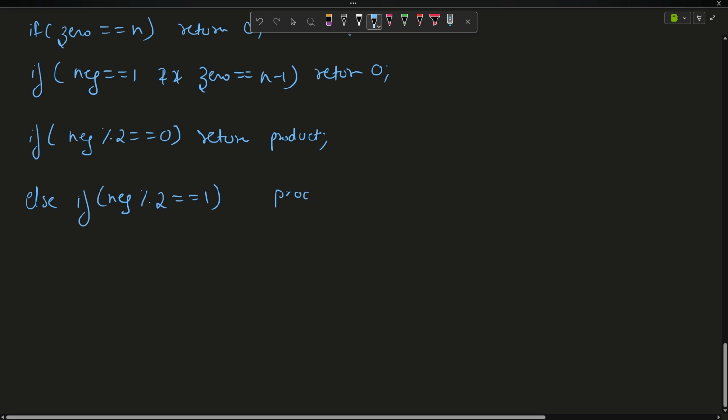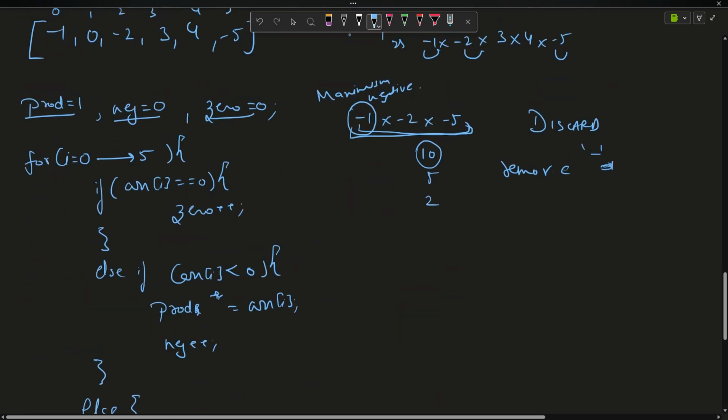So that is the case I want to tell you: if negative % 2 equals 1, you just say product equals product divided by the maximum negative element, stored in some variable. So I just have to compute the negative also. I will say my negative is equal to -1e9, because I want the maximum, that is why I'm choosing the smallest number.